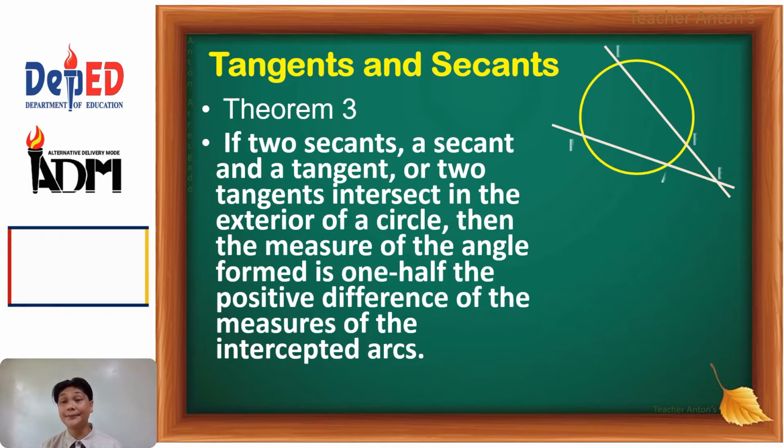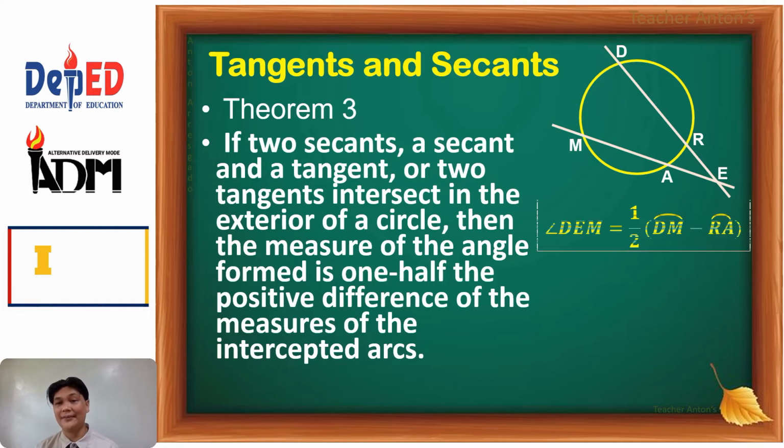As you can see there, we have an angle DEM or REA on the outside of the circle, and we have arcs AR and DM. So the angle DEM, which is outside the circle, is equal to 1/2 times the positive difference, the measure of arc DM minus the measure of arc RA. So that is what is meant by two secants.